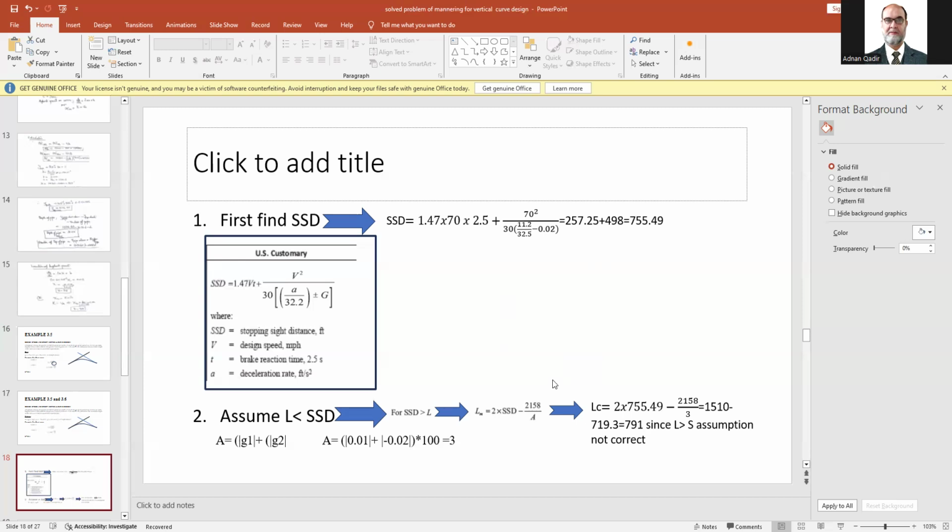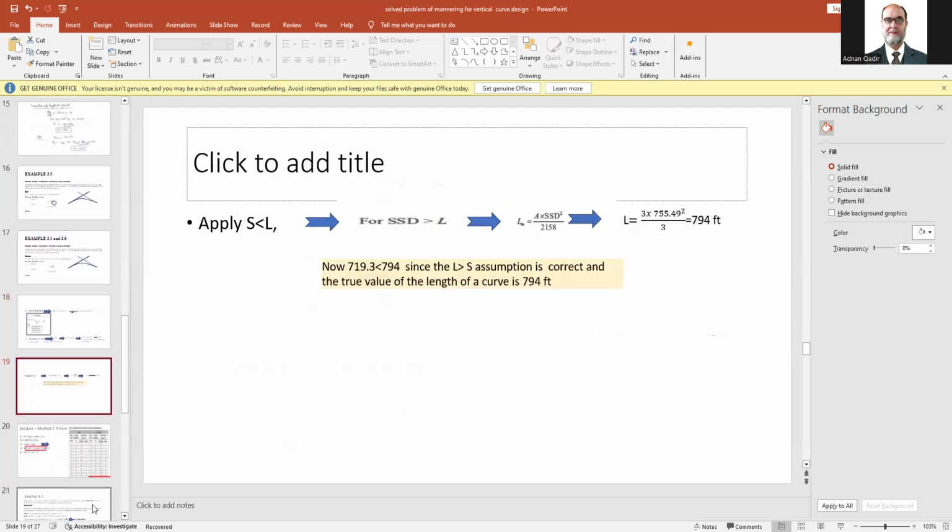Because if it were the actual length of the curve, then my calculated length should have been greater than the SSD. So what we do next is apply the other relation, and this time I found 794 feet. And now 794 is greater than 756 feet, so our assumption is correct. The length calculated from the second formula is actually the length of the curve. This is the thing we need to understand. It's very simple.